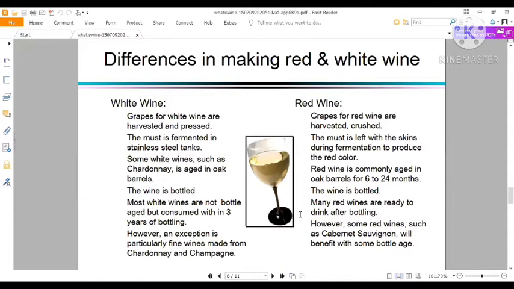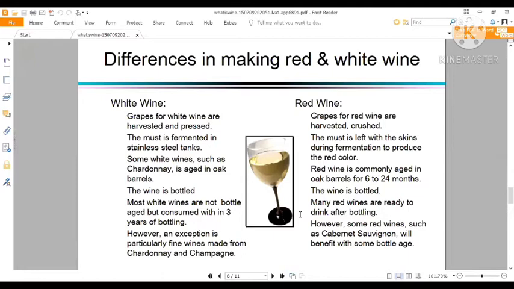After the fermentation process, you have to check the quantity of your mixture, like whether you have sufficient sugar content or not, and whether you have sufficient yeast to ferment your product. All right. Some white wines such as Chardonnay are aged in oak barrels. The wine is bottled. Most white wines are not bottle aged but consumed within 3 years of bottling. An exception is particularly fine wines made from Chardonnay and Champagne.